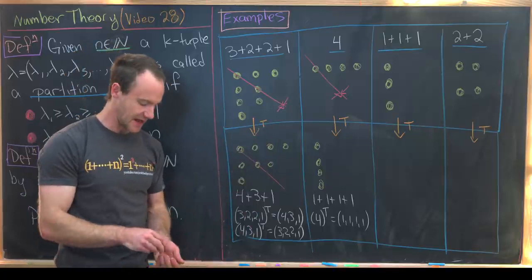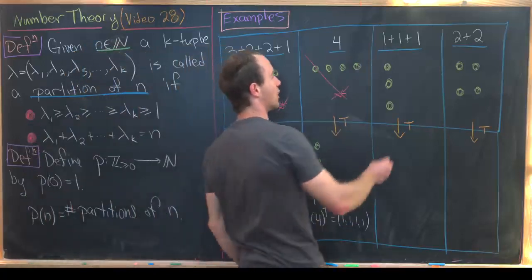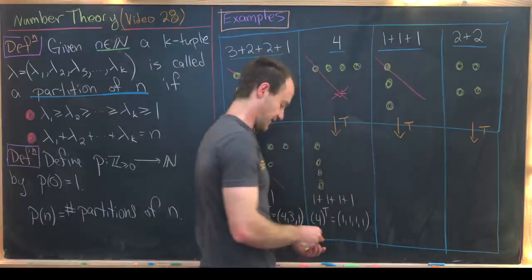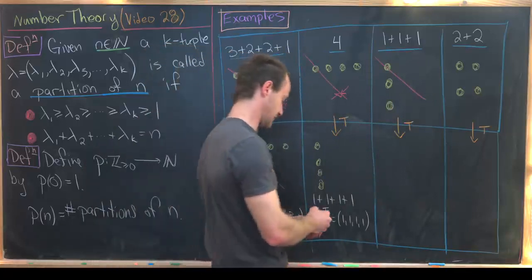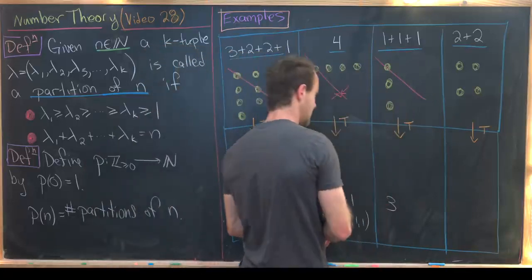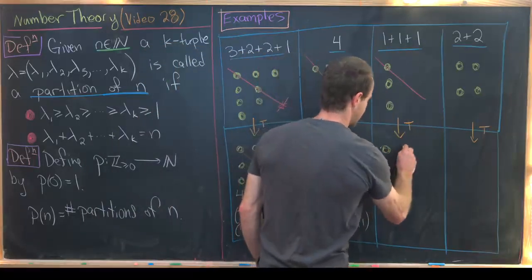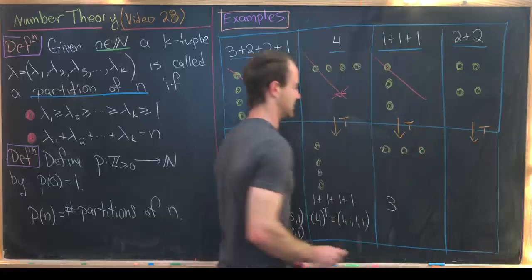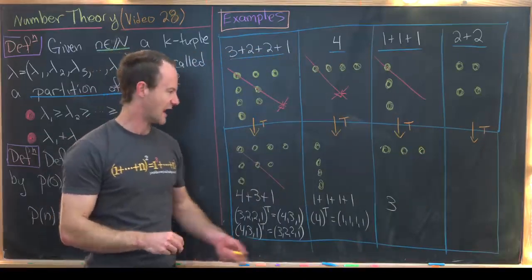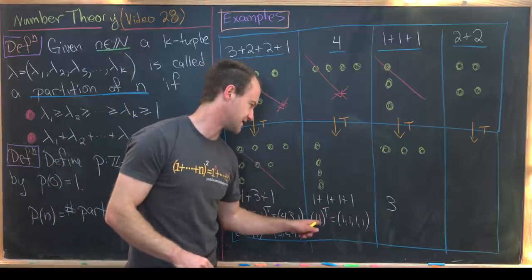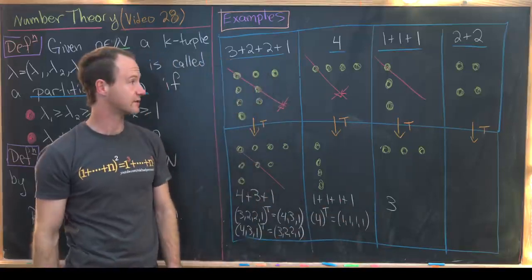Okay, and then likewise, the partition 1 plus 1 plus 1, if we reflect it like this, will turn into the partition 3, because that's just going to give us 3 dots like this. And then that would have a similar representation in terms of our tuples like this one right here.